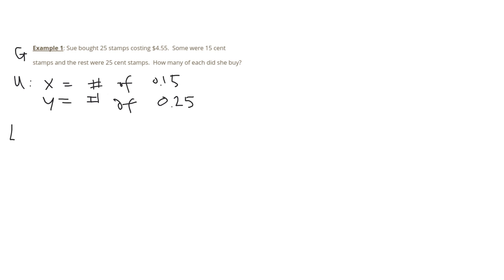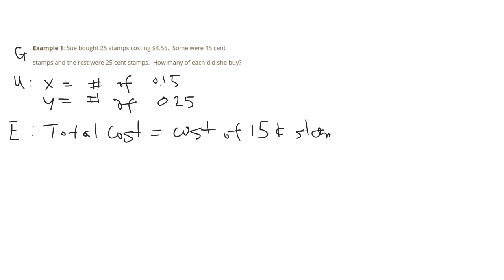For the equation, we know the total value. So we can say total cost of stamps is equal to the cost of 15-cent stamps plus cost of 25-cent stamps.